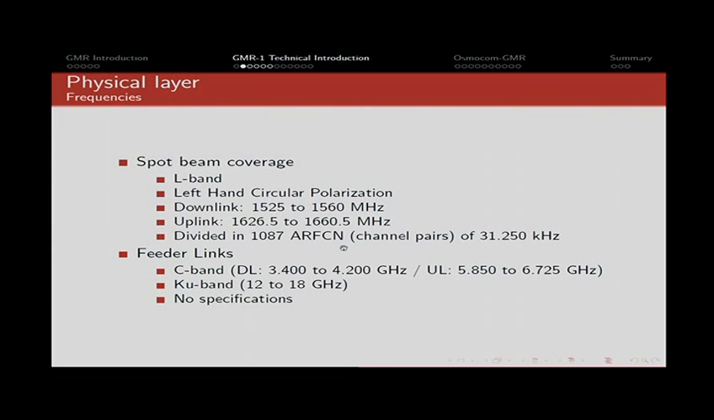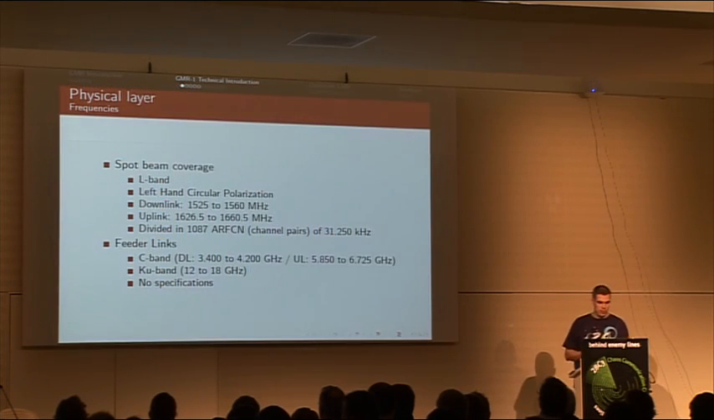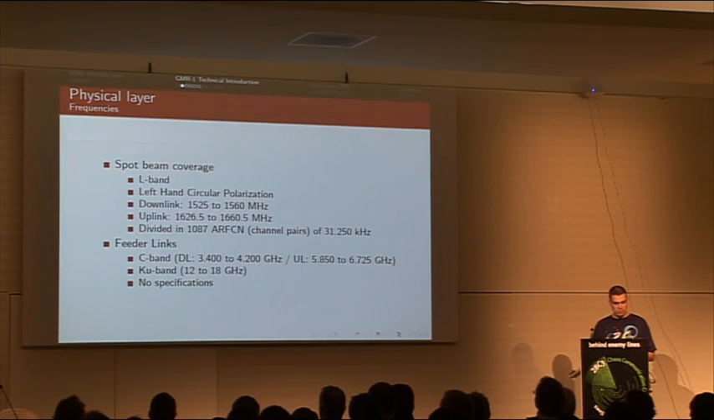So as I said, the physical layer is used for the communication between satellite and phone using spot beams. It is a frequency duplex like in GSM, so you have a part of the band that's reserved for communication from the phone to the satellite and another part of the band that's reserved for the inverse direction. It's divided into RF channels, 1087 of them, which are not actually very wide. They're only 31 kilohertz compared to GSM, which is something like 200 kilohertz. So they are very small channels.